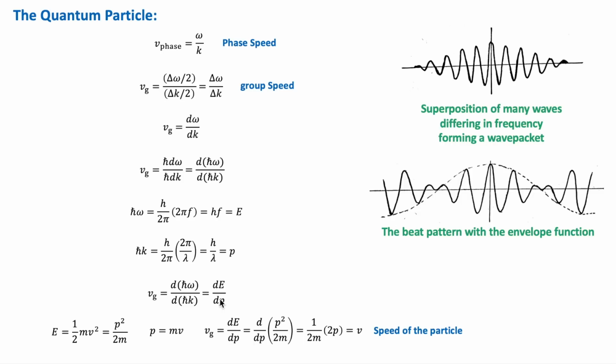Let's consider now a free particle moving with a speed v that is small compared to the speed of light. Then the energy of the particle is its kinetic energy, given by half m v squared, equal to p squared over 2m. And if we differentiate it with respect to p, where p is equal to mv, we get the group speed is equal to d over dp of p squared over 2m, and is equal to the speed of the particle v, okay? And so the group speed of the wave packet is identical to the speed of the particle, okay?